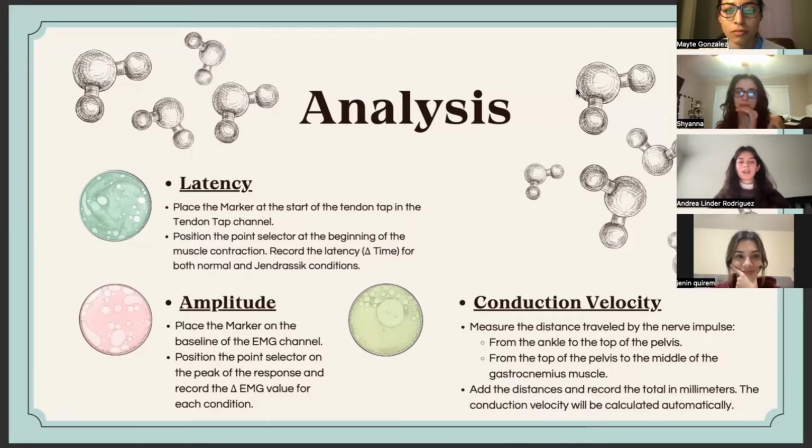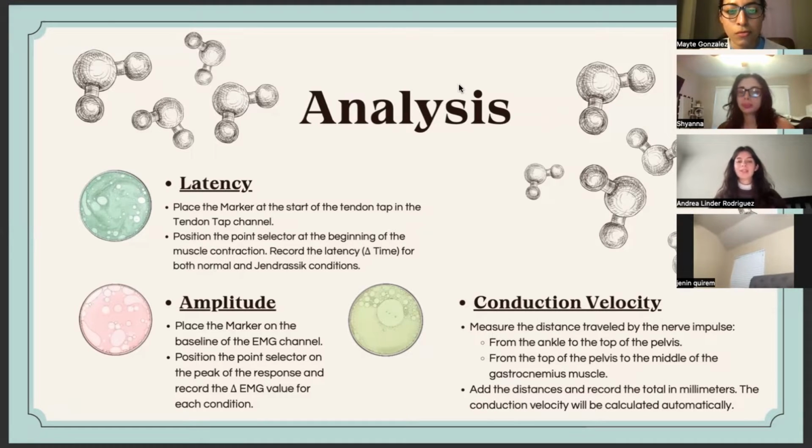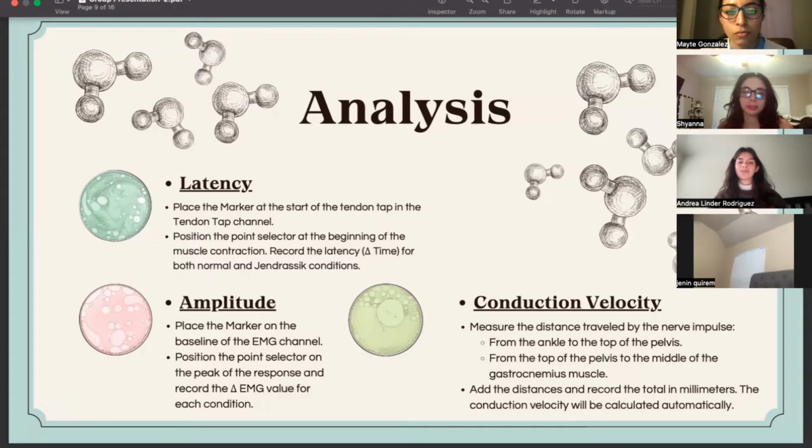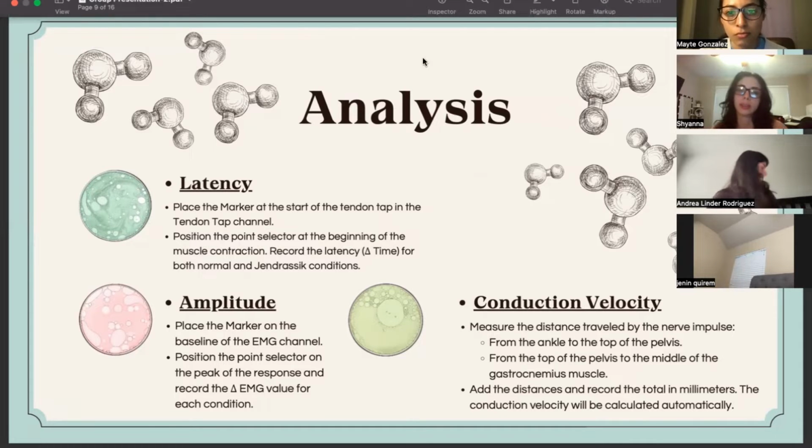Amplitude: place the marker on the baseline of the EMG channel. Position the point selector on the peak of the response and record the delta EMG value for each condition. Conduction velocity: measure the distance traveled by the nerve impulse from the ankle to the top of the pelvis and from the top of the pelvis to the middle of the gastrocnemius muscle. Add the distances and record the total in millimeters. The conduction velocity will be calculated automatically.